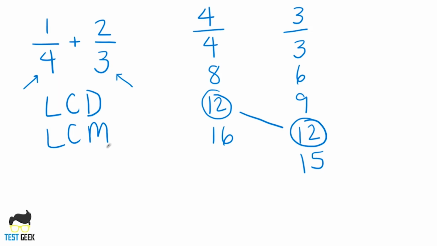So another way, if you're a little bit stuck on the test and you don't want to do this, you can always just multiply the denominators by themselves. That's always going to get you a common multiple or a common denominator. Even if it's not the least common, it's okay. You can probably still get to the answer choice. But you need to just understand this concept that you can't just add across the top. You have to have a common denominator first.